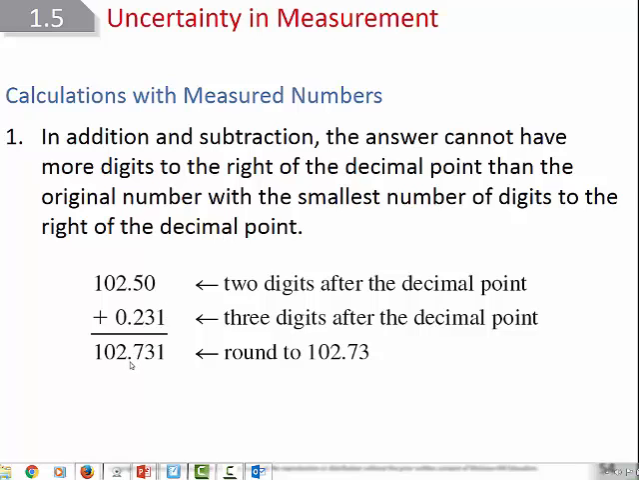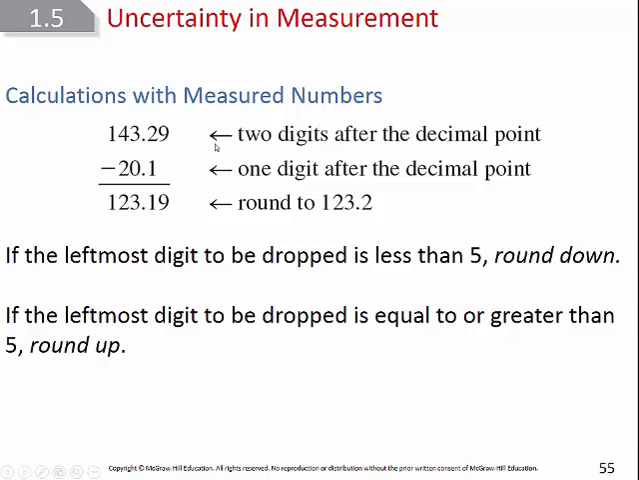So we take our final answer and we round it so it just has 2 digits. So this would round to 102.73. Same rule goes if you're subtracting here. So here we're subtracting. Our first number has 2 digits, our second number has 1 digit after the decimal. So our final answer cannot have more than 1.